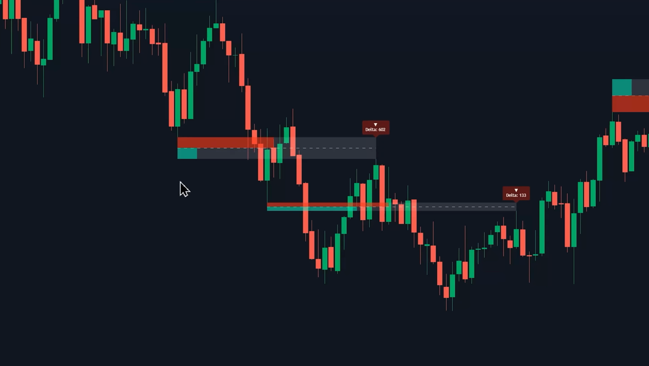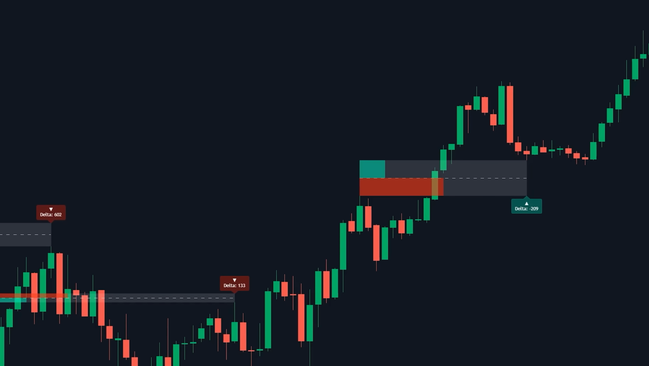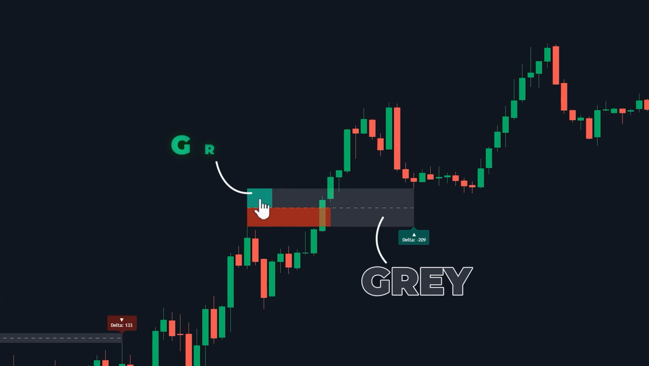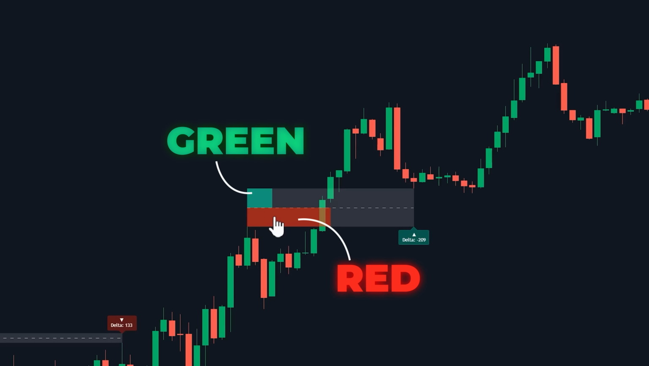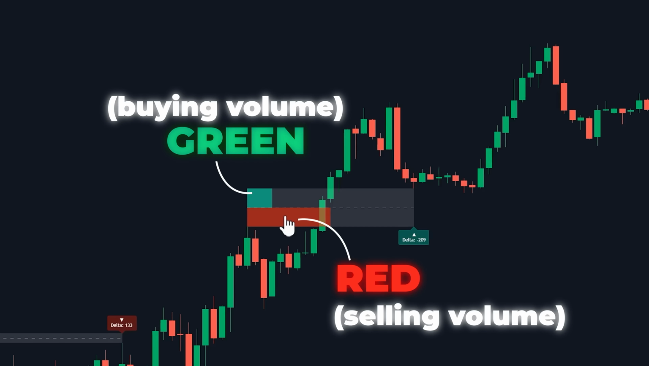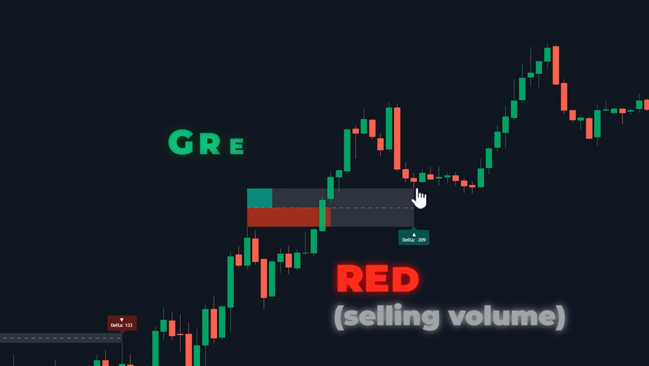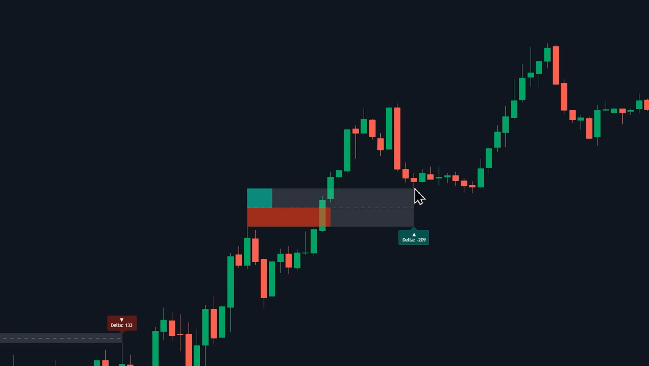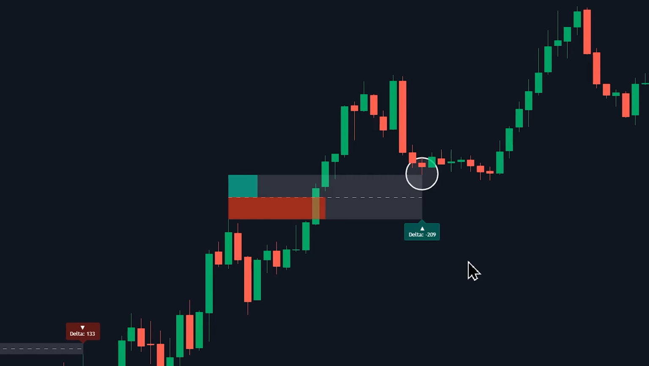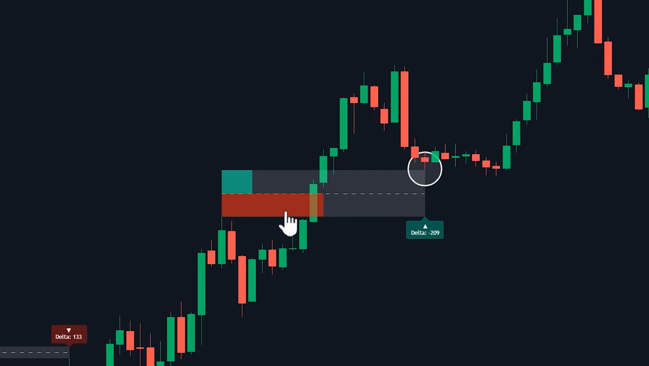Now, looking at these levels, you can see they have three colors. The normal color is gray with a line marking the center of it. But then we have these two colors, green at the top and red at the bottom. The green at the top represents the buying volume, and the red at the bottom represents the selling volume. That volume actually represents the volume during the retest of a broken support or resistance level. Since this is a resistance level, the green area indicates the buying volume at the retest of the support level, and the red area indicates the volume during the retest of the resistance level.